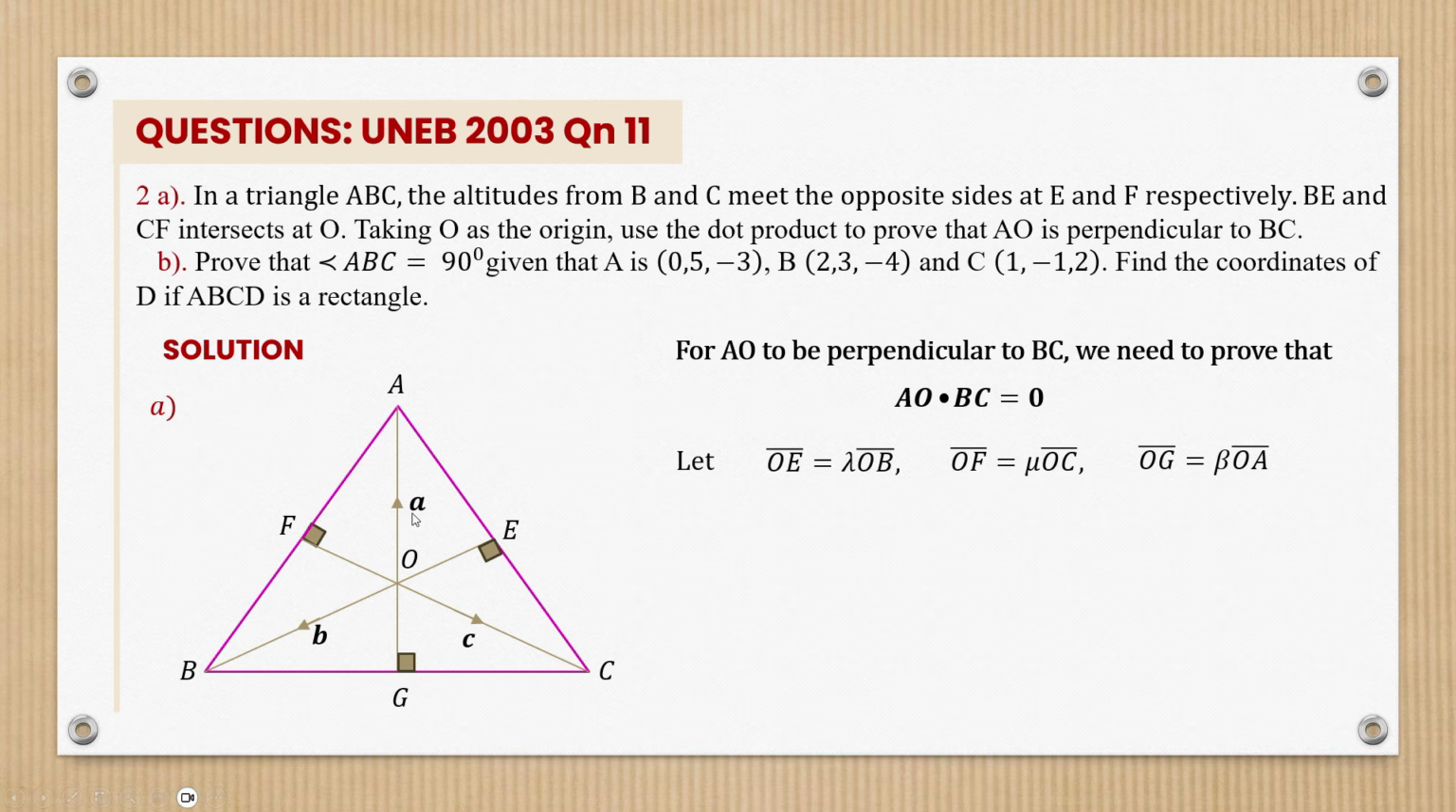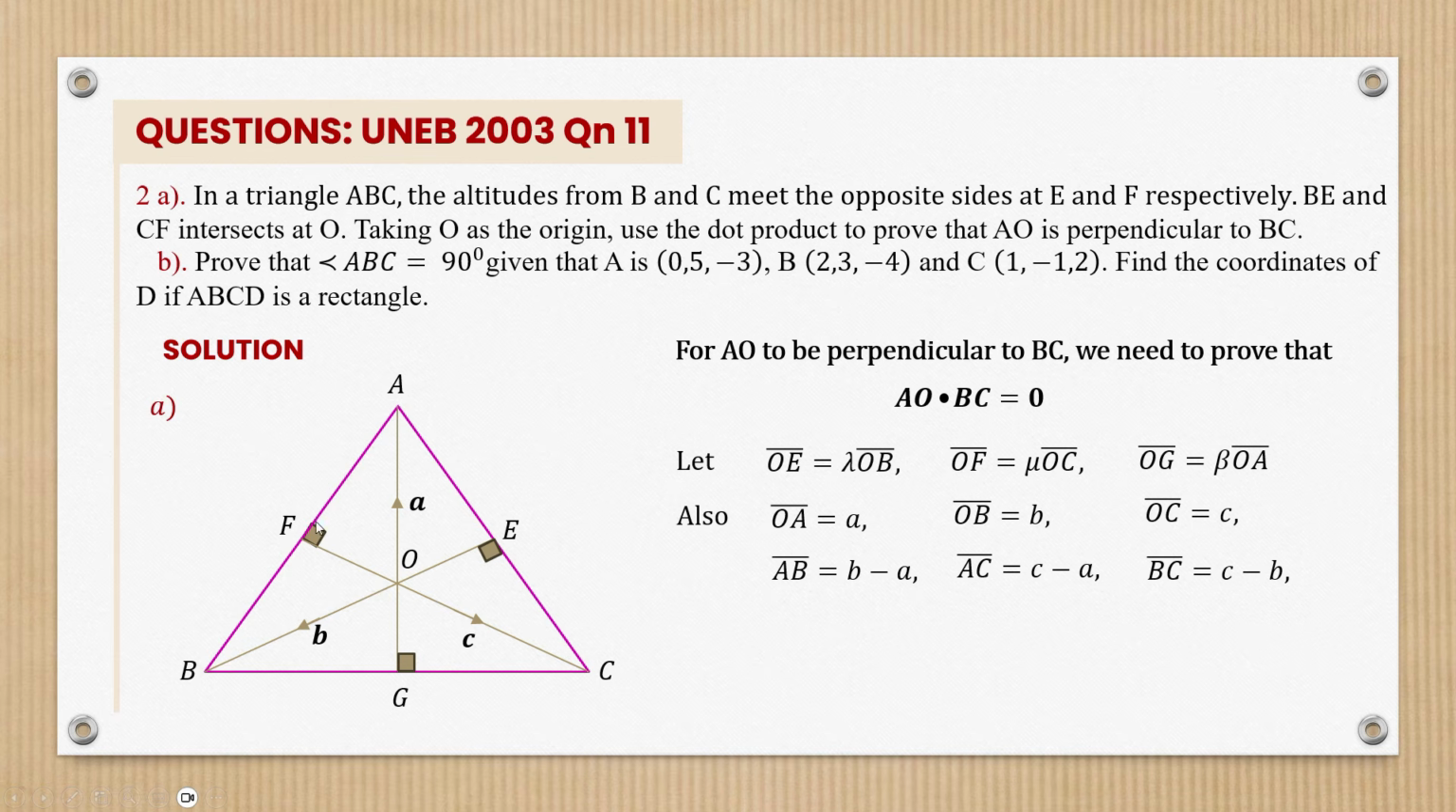So beta OA. Now we can clearly see that OA is equal to small a, OB is equal to small b, and OC is equal to small c. Then AB is equal to b minus a, because we get AB from OB minus OA. AC is equal to OC minus OA, which is c minus a. And BC is equal to OC minus OB, which is c minus b.